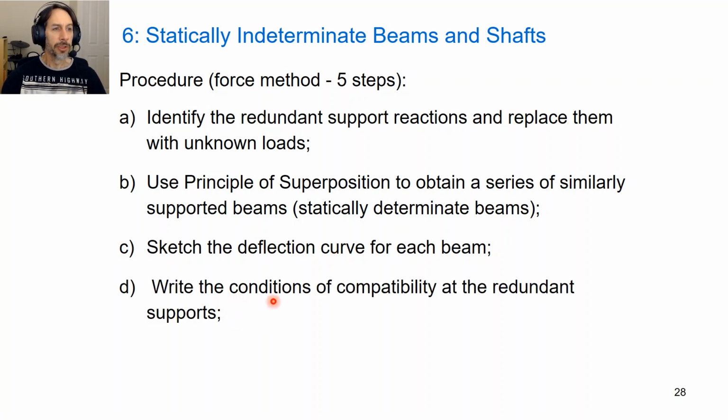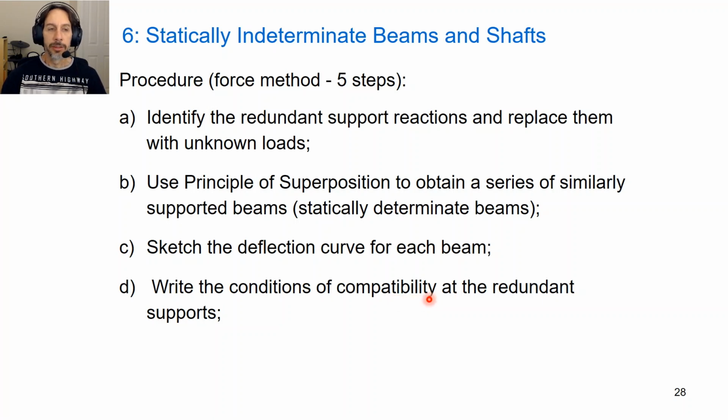And it just helps us to understand what's going on in the problem. So then we write the conditions of compatibility. Usually that works out that at a support, the deflection is equal to 0. So with the principle of superposition, you add up all of the similarly supported beams with all the loads, including the one that has the redundant support, and the deflection at that point will be 0.